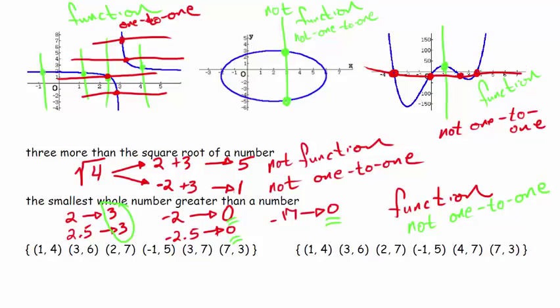Alright, and then here we have another numeric representation. So our inputs are on the left, outputs on the right. So 1 goes to 4, 3 goes to 6, 2 goes to 7. Now let's see here. This is tricky. Do you see 3 is mapped to both 6 over here, but then it's mapped to 7 over here? So I'm going to say this is not a function. Therefore, it is not one-to-one.